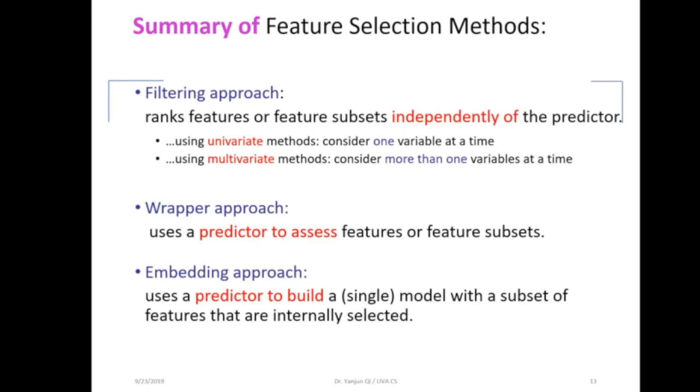So there's also a second category of feature selection called a wrapper approach. The wrapper approach uses a predictor. It's a wrapper on top of a predictor. So you try to use the predictor to evaluate whether that set of features is important or not important.